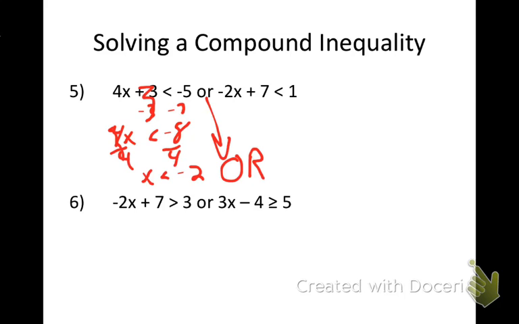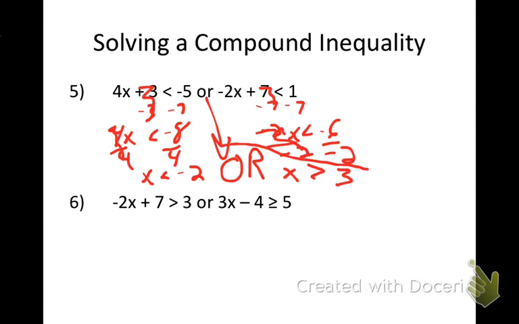Or, I throw that OR statement down there. Subtract 7. Negative 2x is less than negative 6. Divide by negative 2. What do I have to do when I divide by that negative, Sophie? Nice job. Is greater than 3. So I get x is less than negative 2, or x is greater than 3.